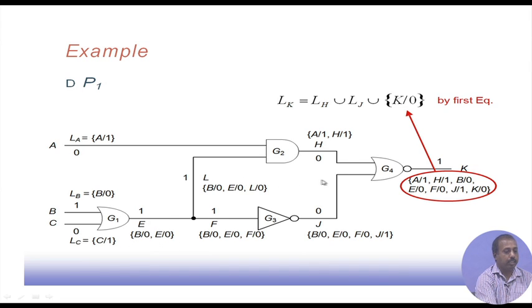So, this way it continues, like in this particular example. What is happening is that this is a NOR gate, and you see that both the inputs are 0, and for a NOR gate 0 is a non controlling input. So, we will get L of k as L of h union L of j union k stuck at 0. So, that value will be detected. This is the formula. If you use this formula, ultimately this line k can detect all these faults. So, that is detected.